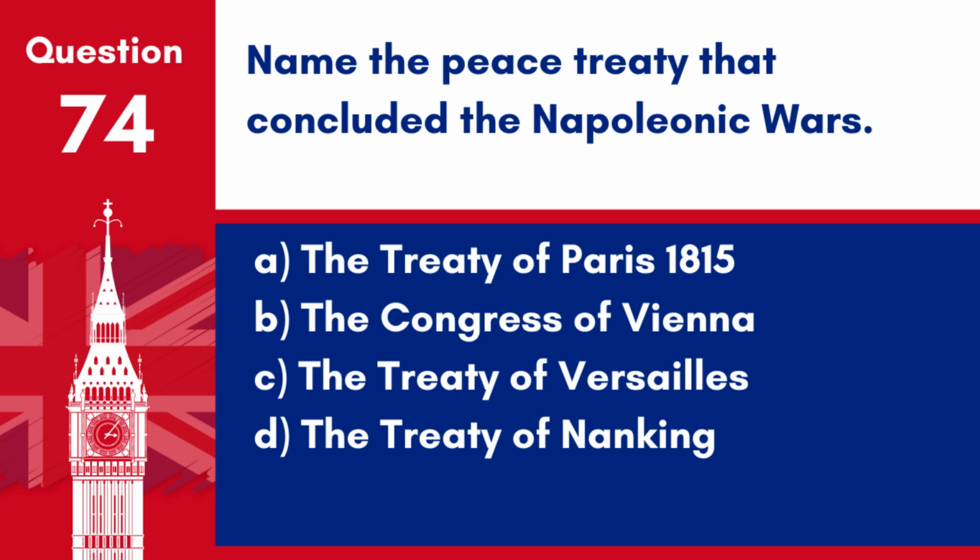Question 74. Name the peace treaty that concluded the Napoleonic Wars. A. The Treaty of Paris 1815. B. The Congress of Vienna. C. The Treaty of Versailles. D. The Treaty of Nanking. Answer. A. The Treaty of Paris 1815. The Treaty of Paris, signed in 1815 after Napoleon's defeat at Waterloo, concluded the Napoleonic Wars.